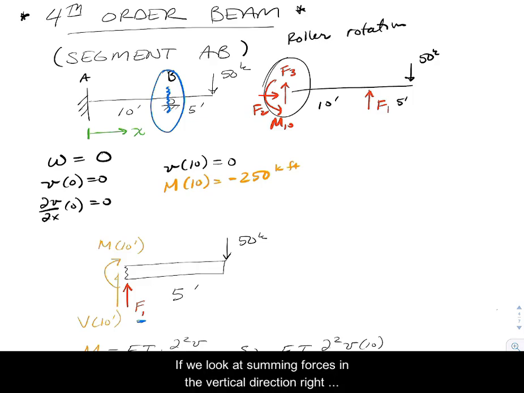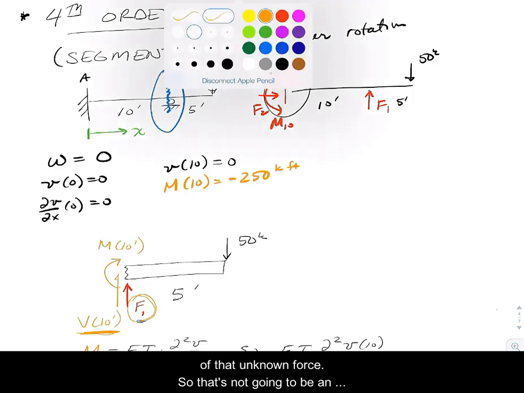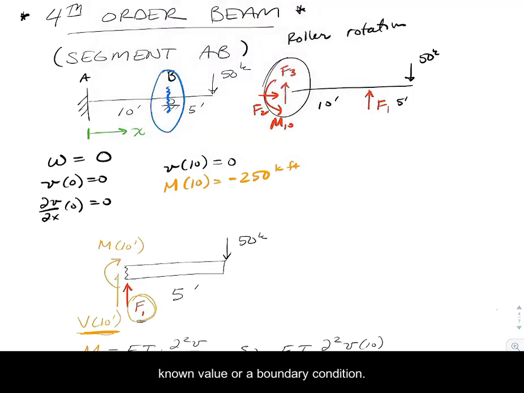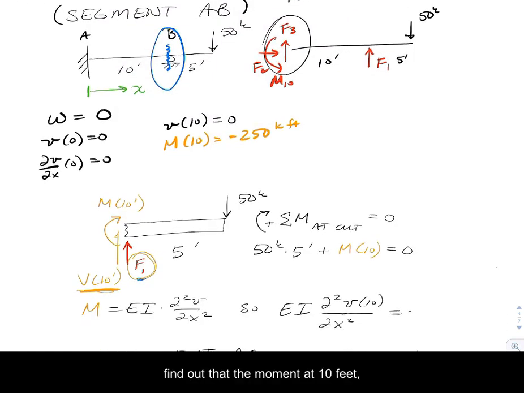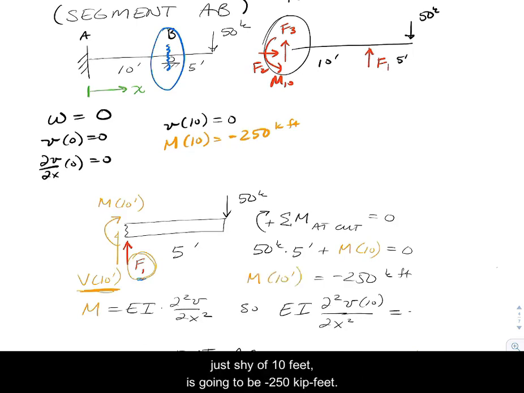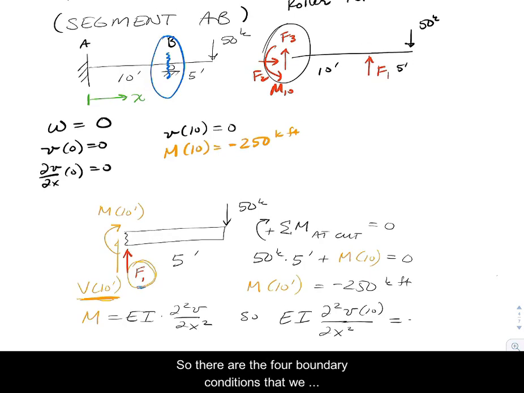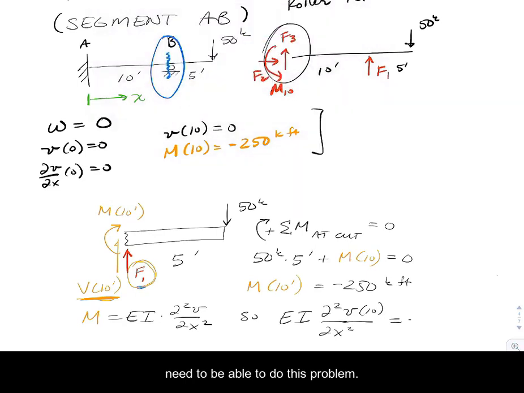So if we look at summing forces in the vertical direction, right, we would see that the internal shear is going to be a function of that unknown force. So that's not going to be a known value or a boundary condition. So if we sum moments right there at the cut, we're going to find out that the moment at 10 feet, right, again, just shy of 10 feet, is going to be equal to minus 250 kip feet. So there are the 4 boundary conditions that we need to be able to do this problem.